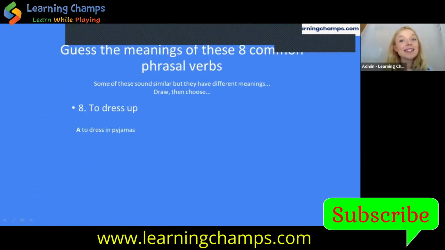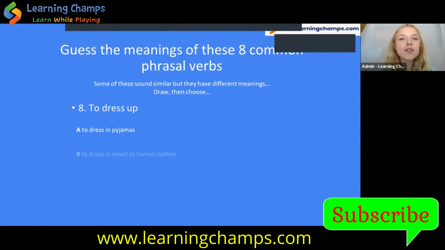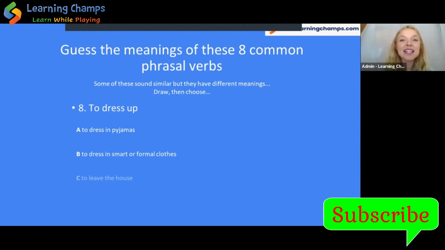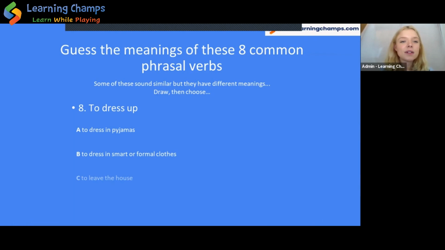A, to dress in pajamas. B, to dress in smart or formal clothes. Or C, to leave the house. I think this is B. Okay then. Look, who thinks it is A?